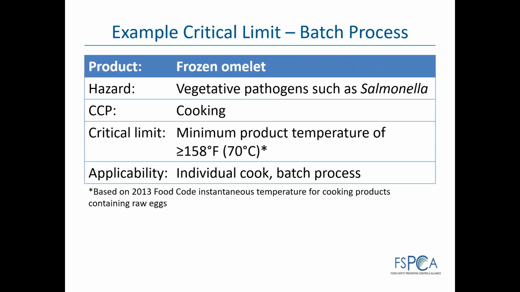So here is an example, talk about the critical limit. We talk about the frozen omelet. The hazard is salmonella. The critical control point is cooking. And the critical limit is 158 degrees Fahrenheit, 70 degrees Celsius. What is the applied target? It is an individual cook and batch processor, which means you put oil in a pan and you cook it.